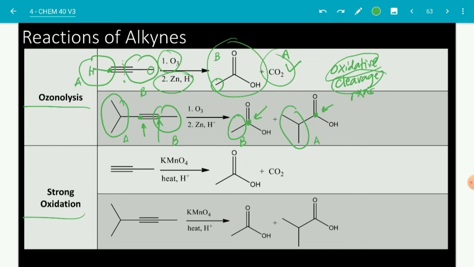Kapag naglagay ka ng hot acidic KMnO4 sa same compound, pareho lang yung nagiging product. Ganon din sa internal alkyne. So, yung oxidative cleavage reaction through hot acidic KMnO4, pareho lang siya kapag ozonolysis. So, same yung products nila, okay? Hindi tulad sa alkenes. Kasi kapag ka ozonolysis ng alkenes, nagpo-produce ka ng carbonyl compounds, aldehydes and ketones ang nagpo-produce mo. Pag strong oxidation ng alkenes, tsaka ka lang nagpo-produce ng carboxylic acids and CO2. In this case, kapag alkynes, pareho siya.